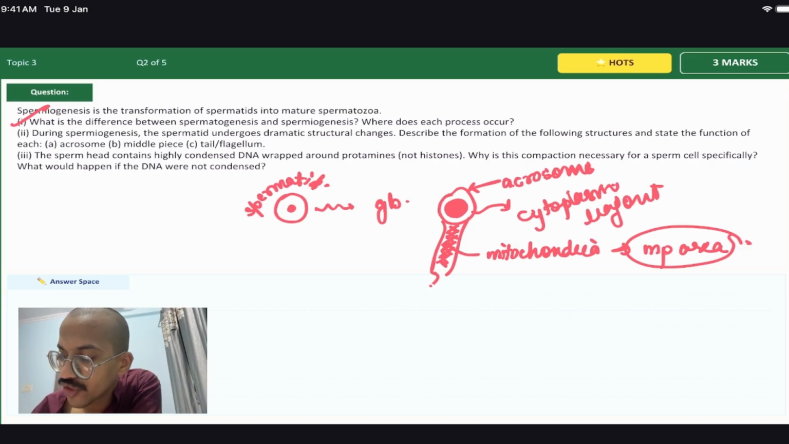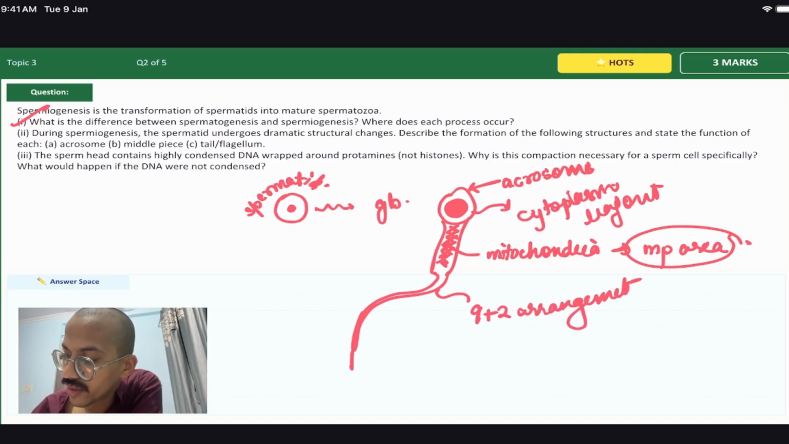And the tail and flagella are formed later on and thin. At a certain end, there will not be any cytoplasm covering present. So it will arrange into a 9+2 arrangement of the tubulin protein with cytoplasm around it.